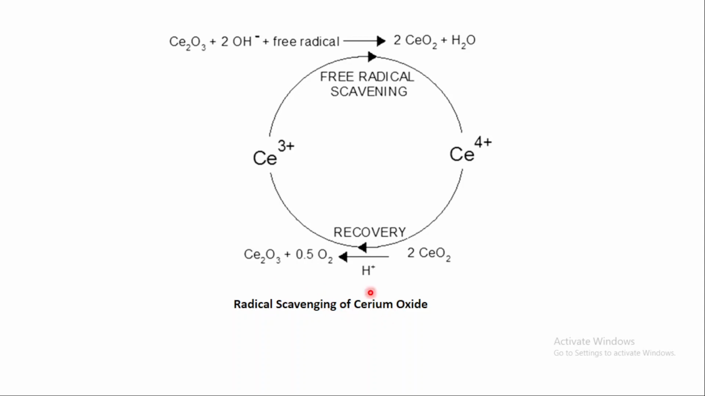So the answer to our question would be cerium exists in both plus 3 and plus 4 states, which enables free radical scavenging in tissues or wherever the application is. I hope it is clear to the students. So we learnt about the reactions involving free radical scavenging of cerium, and which kind of molecules are present in the lattice structure of cerium oxide, and why it acts as an oxygen scavenger.